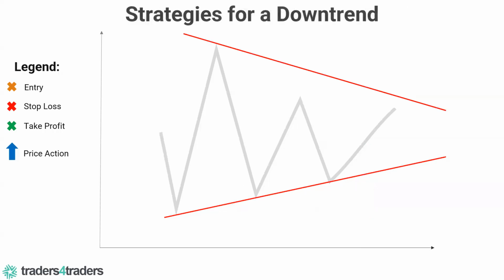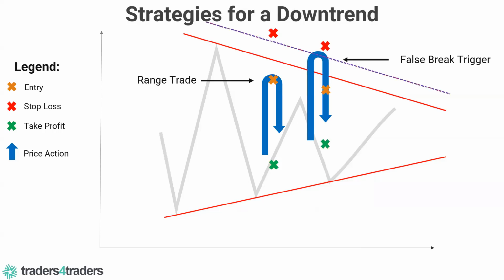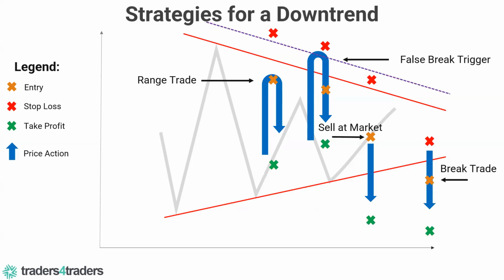Okay, so these are your strategies for a downtrend. The range trade, you're selling on a rally. A false break trigger, you're actually selling but letting the market go above the resistance trend line first and then selling when it gets back into the range. Selling at market on weak economic numbers or selling on a break of the support trend line. These are your four key strategies for a downtrend.